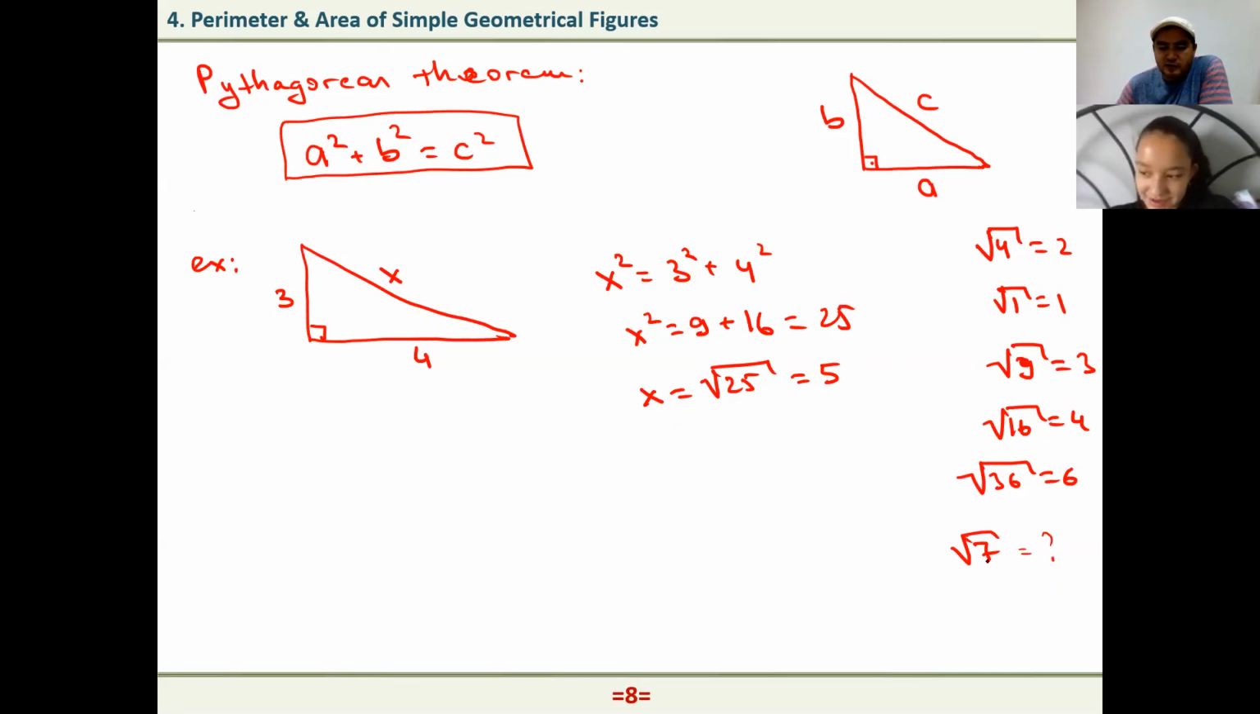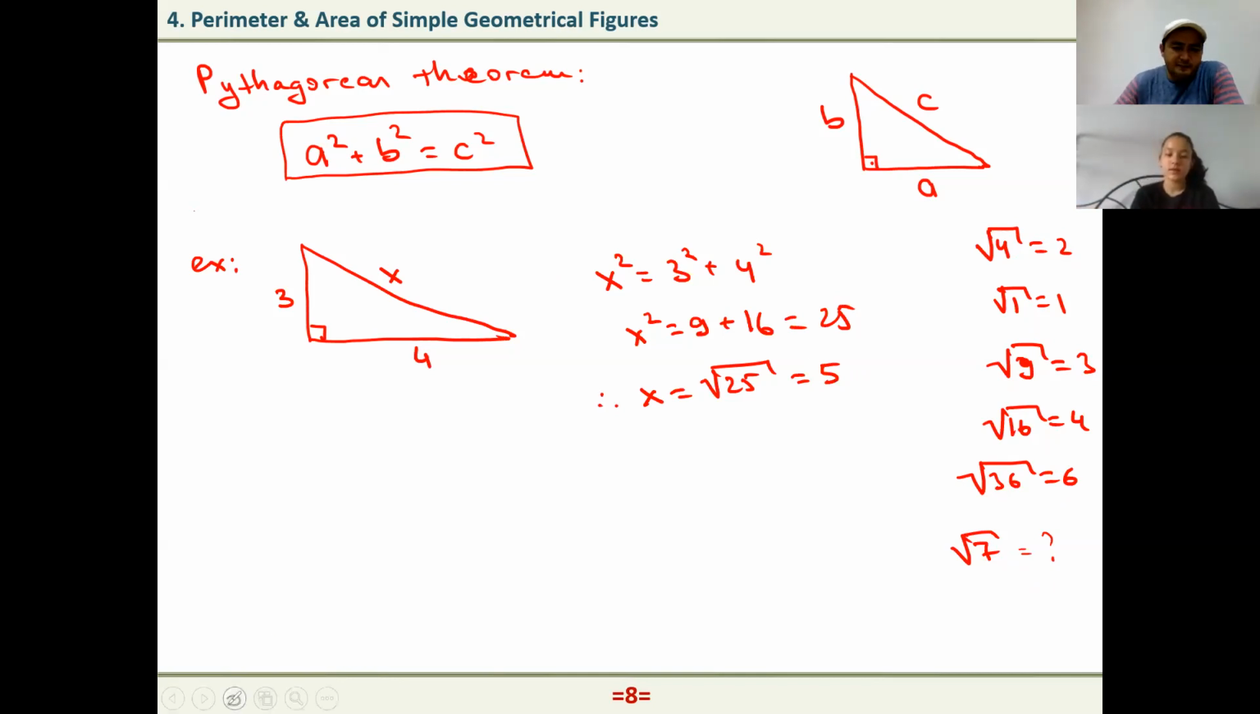We need to use a calculator to evaluate it because it's not a square number. But 4, 1, 9, 16, 36, 25, these are square numbers. That's why we can evaluate them. So that's equal to 2 because 2 squared equals 4. 1 because 1 squared equals 1. Square root of 9 equals 3 because 3 squared equals 9. 4 squared is equal to 16. 6 squared equals 36. Okay? And that's why the x is equal to 5.